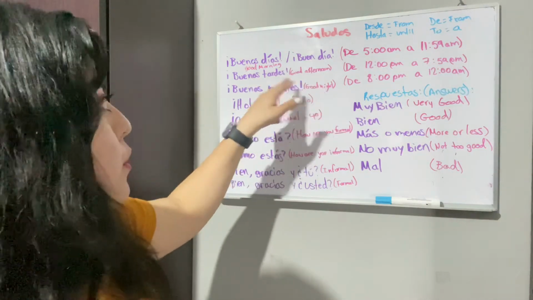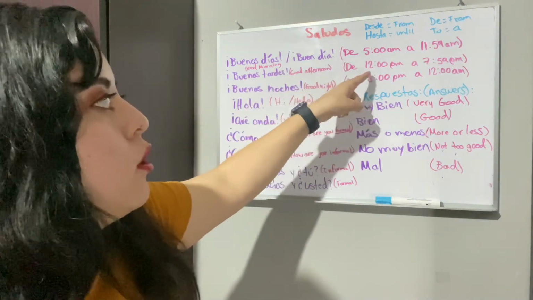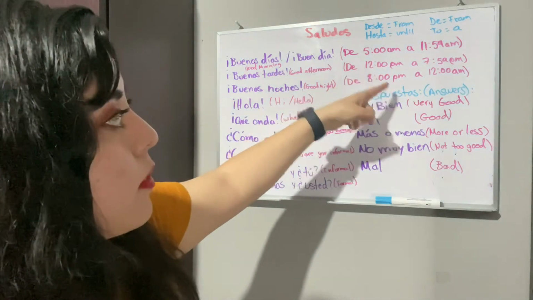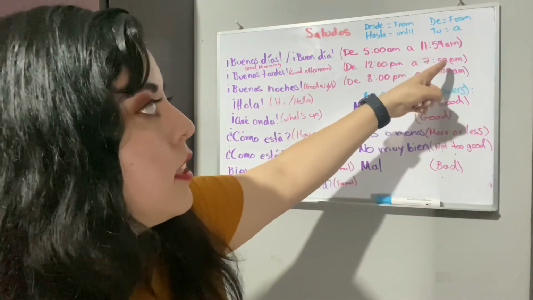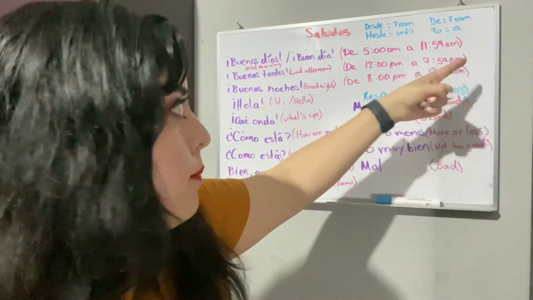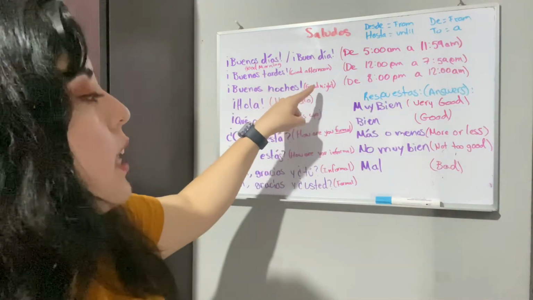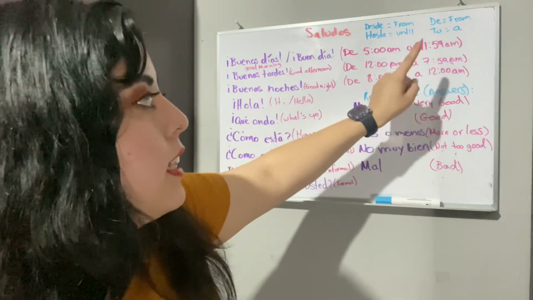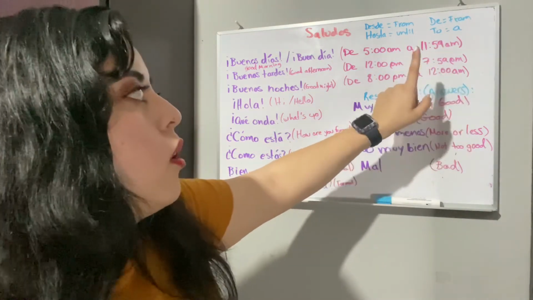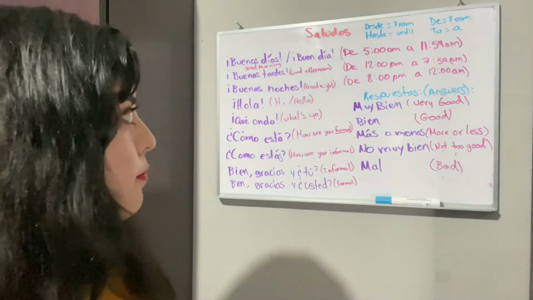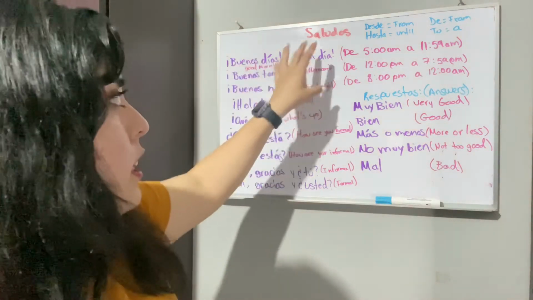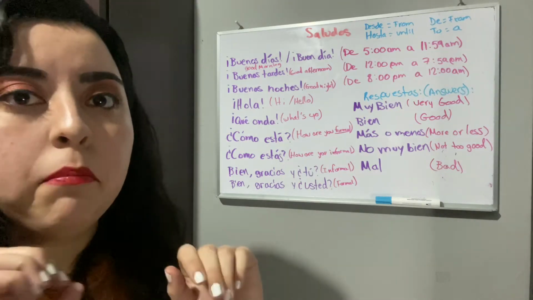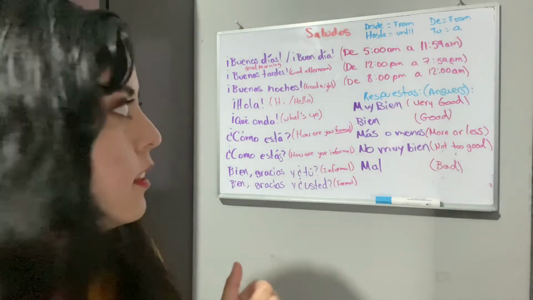Good afternoon, buenas tardes, de 12 de la tarde o 12 del mediodía hasta las 7:59 de la tarde. Buenas noches, good night, desde las 8 de la noche a las 12 de la medianoche or 12 de la noche. Okay, these kinds of greetings are used wherever place you go, or if you're writing an email for work or something like that.